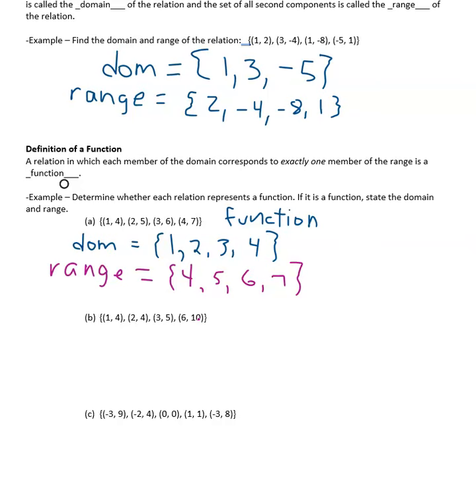And a lot of times people will try to tell me that this is not a function because 1 corresponds to 4 and 2 also corresponds to 4. But remember, our definition of a function doesn't say anything about the same members in the range. It just says that each member in the domain can only correspond to one member in the range. So it doesn't matter that 1 and 2 both correspond to 4. As long as 1 corresponds to 4 and only 4, it's still a function. So in this case, this would be an example of a function.